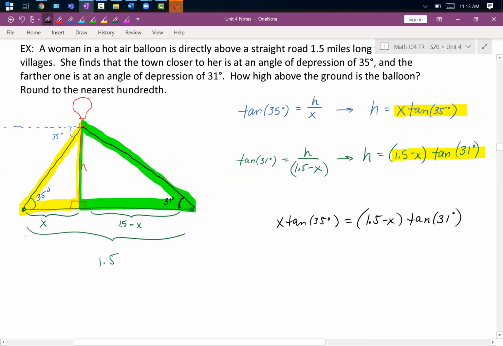All right, I got two x's. Got one here and I got one here. Well, the one on the left is accessible, but the one on the right is trapped inside those parentheses. So we're going to have to get rid of the parentheses by distributing.